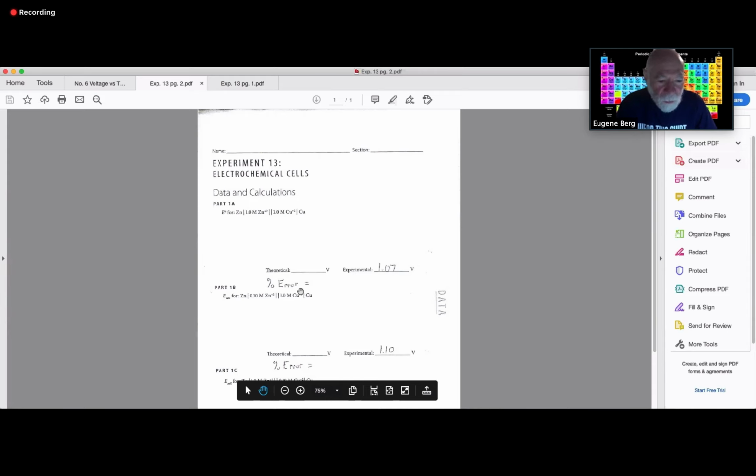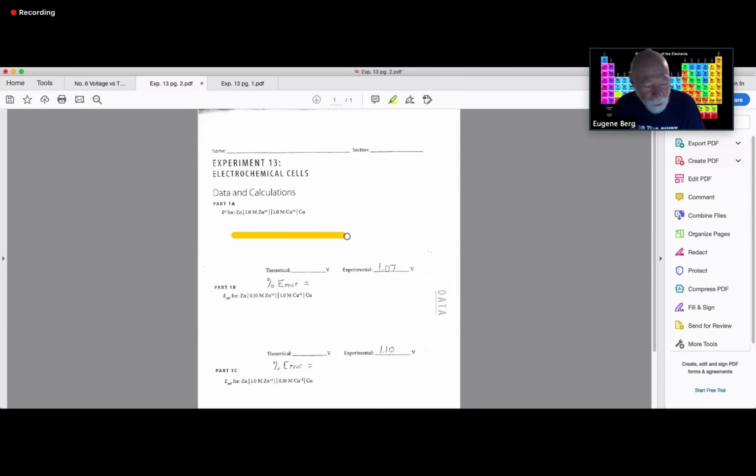Okay, so in part A, you would make the zinc solution 1 molar and the copper solution 1 molar also. Now what we want you to do in this blank space here is to figure out the theoretical voltage of that cell. So I guess the best thing would be to write the Nernst equation in and plug the numbers in, and then get the theoretical voltage.